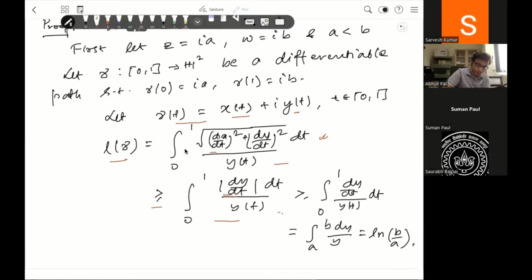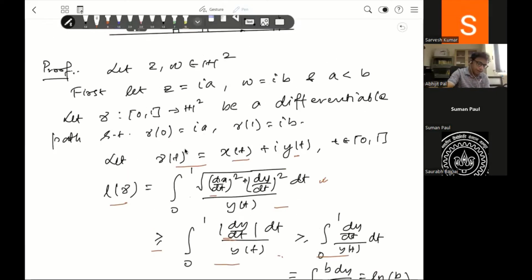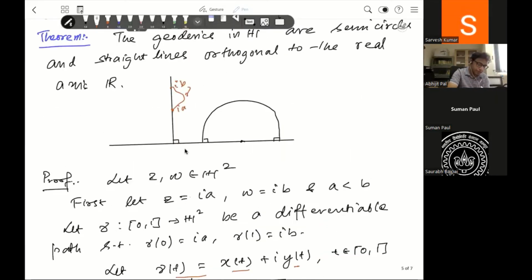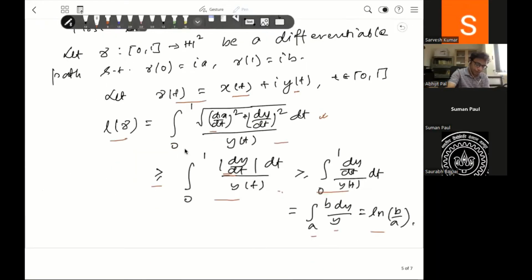So this is again greater than or equal to this thing. Okay, so this is basically your integration from a to b of dy by y, which is equal to log b by a. So gamma is a path joining ia and ib. So what we have found is that the length of gamma is greater than or equal to log b by a.